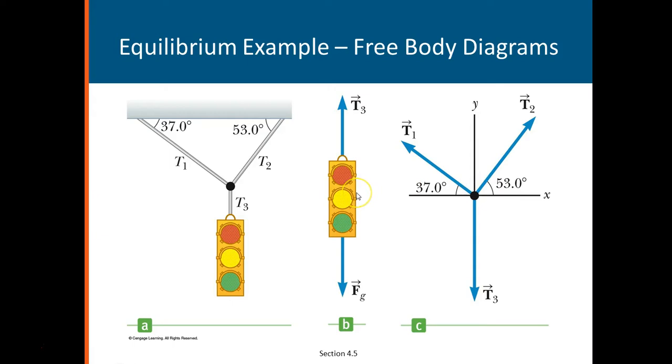So there are 2 steps to the free body diagram. The first one is just on the object, and then the second one is from this point here, showing that tension 3 is also pulling down, and that tension 2 and tension 1 are what's actually keeping the light up. We will do this example a little bit later, but this is how you draw the free body diagrams.